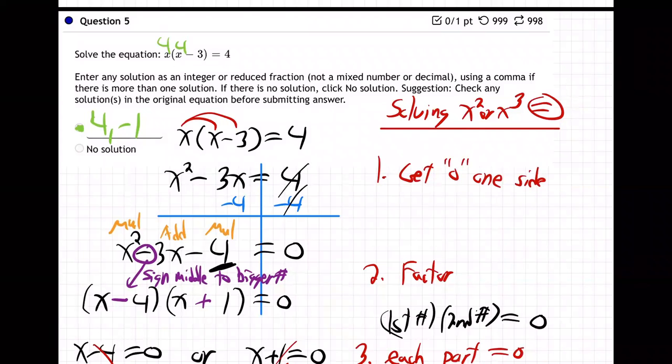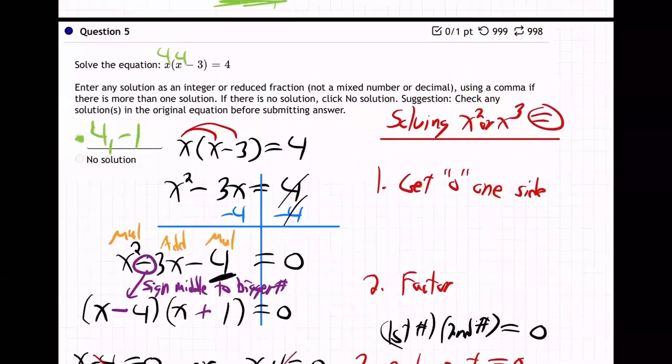So if x is 4, does that make the equation true? Let's just prove it's right. Yeah, this is 4 times, and 4 minus 3 is 1. 4 times 1, yeah, that equals 4. See how the 4 really works? It becomes 4 times 4 minus 3, and 4 minus 3 is 1. 4 times 1 is 4. 4 really is a solution to the equation, meaning if x is 4, it makes the equation true, makes the left side equal to the right side.